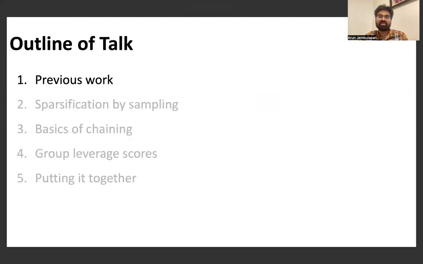Now I'm going to summarize what we'll talk about for the rest of the talk. I'll go over some previous work on this problem. I'll talk about our main framework, which is sparsification by sampling. I'll then go over our two main technical pieces, which are sparsification by generic chaining and group leverage scores, our new notion of edge importances. And finally, I'll put everything together to get a new bound on hypergraph sparsifiers.